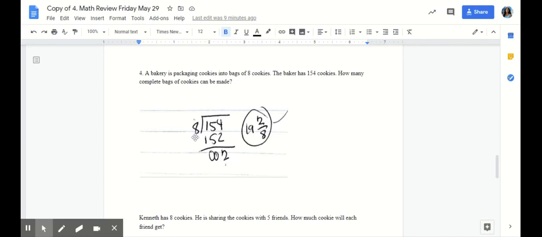8 is the total amount of groups that the cookies are being split into. So that should be seen as our denominator because we have a remainder. So we have 2/8 left over. So our answer is 19 and 2/8.